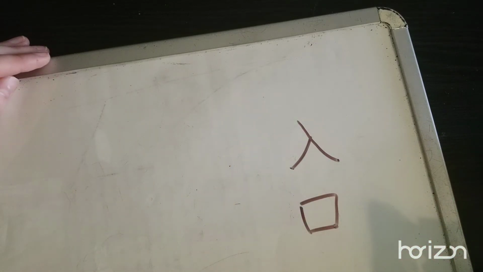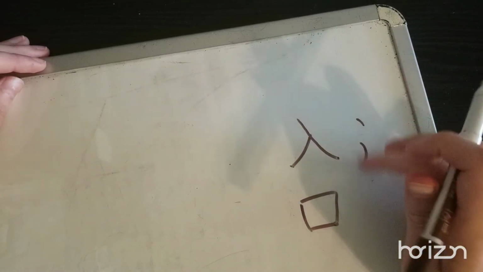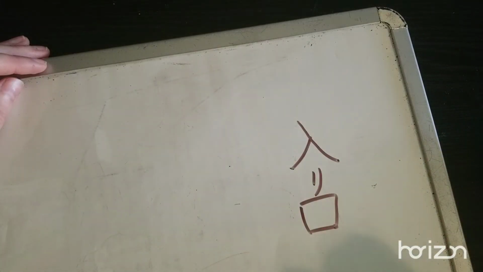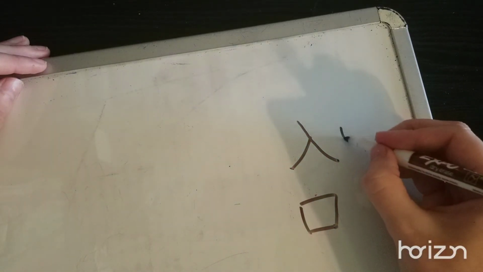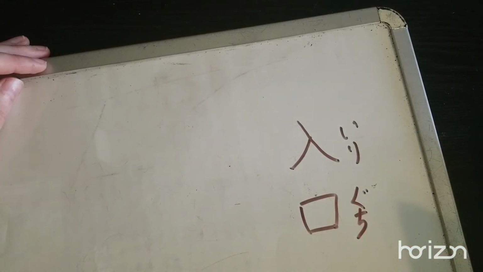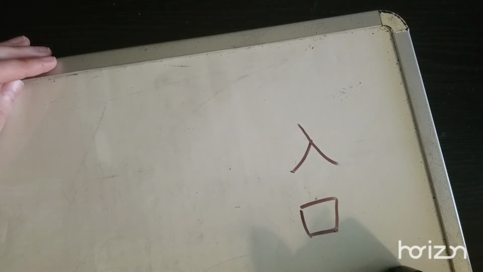We learned that the word for exit was deguchi, using the kanji for demasu, to exit. The kanji for entrance is iriguchi, and it's usually written just like this, although occasionally a ri will pop right in between. Usually, though, it's just this, iriguchi. Entrance. All right, that's to enter.